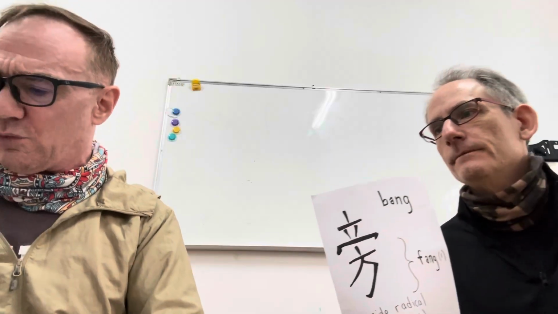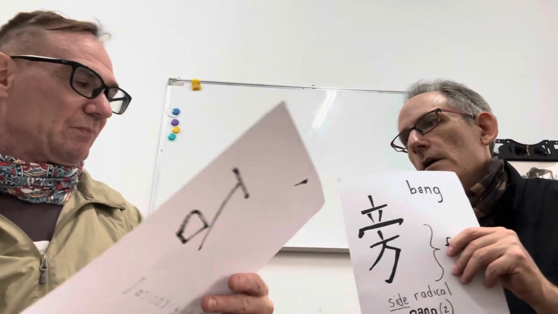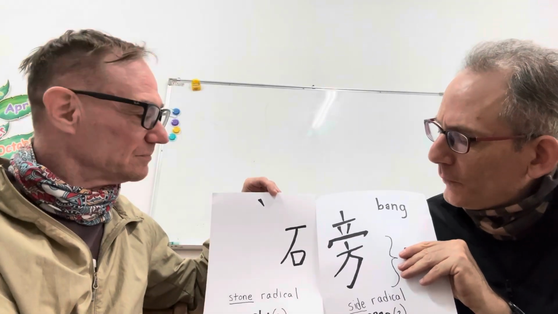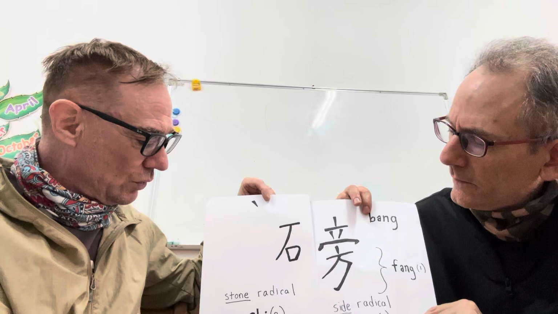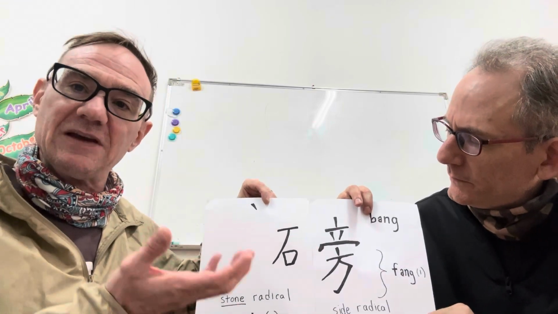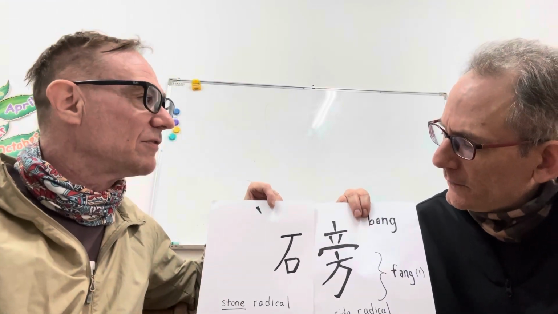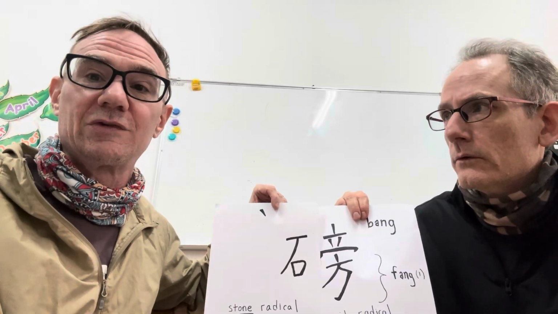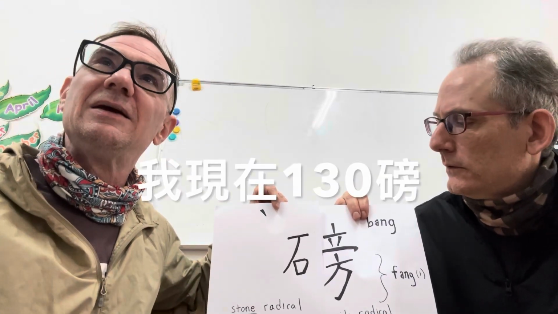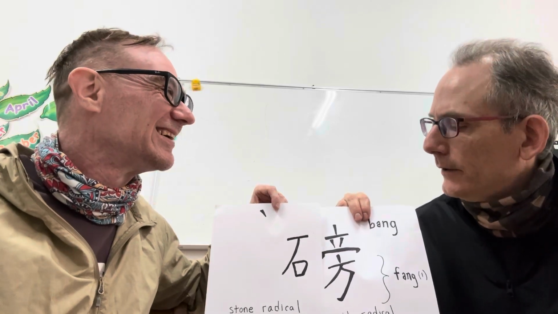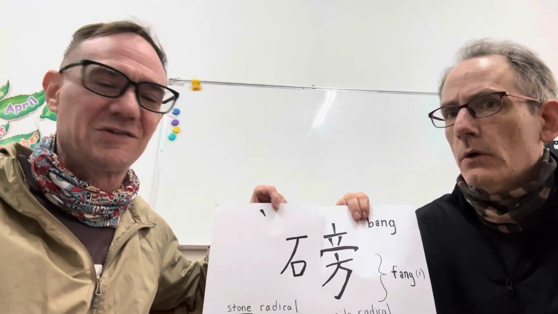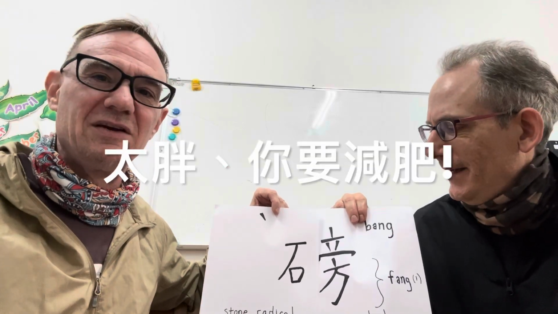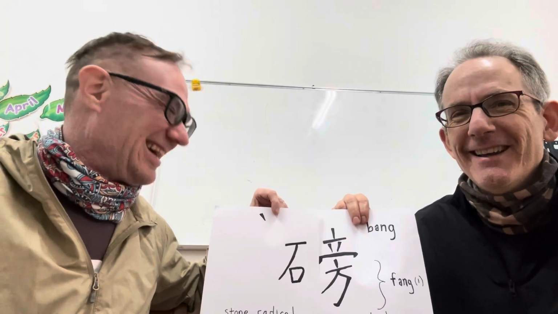Is this the last one? I think so, unless you want to use the other one, which is just ink. This is bang, fourth tone. You see the stone, right? The stone is heavy, so we have the word for pound. And in our country, in America, we use pounds. 我现在130磅, right? 130 pounds. 165 maybe. 太胖，要减肥. No, just kidding.